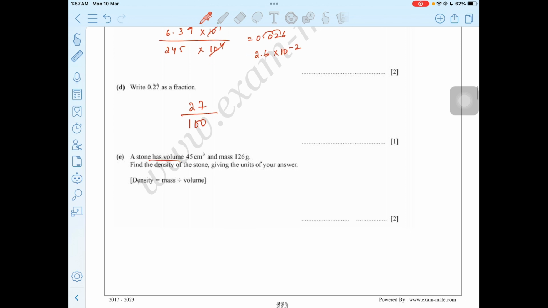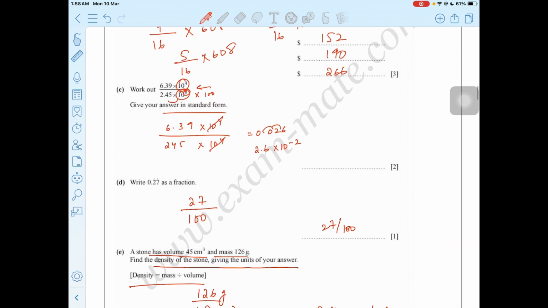Now we have a stone that has a volume of 45 and a mass of 126 grams. Find the density, giving the units of your answer, right? So we have mass as 126, we have our volume as 45. Density is basically mass over volume. This is in grams and this is in centimeter cubed. This would be 126 divided by 45, so this would be 2.8 grams per centimeter cubed, right? I think that's it.